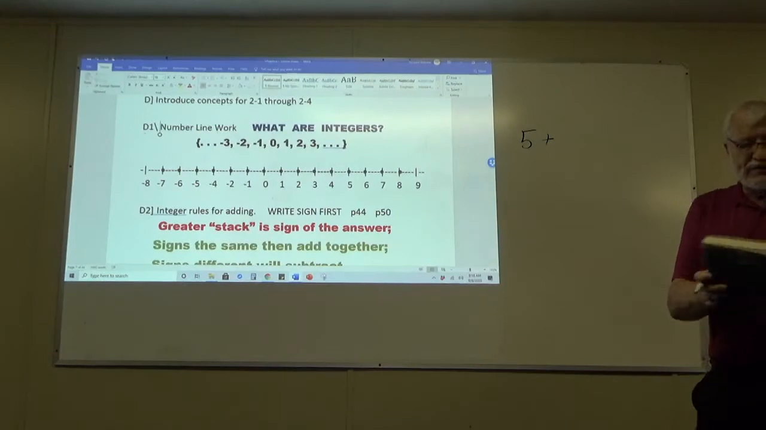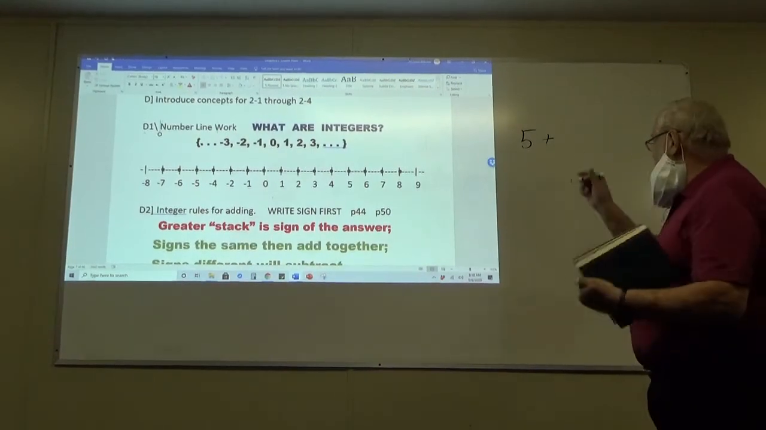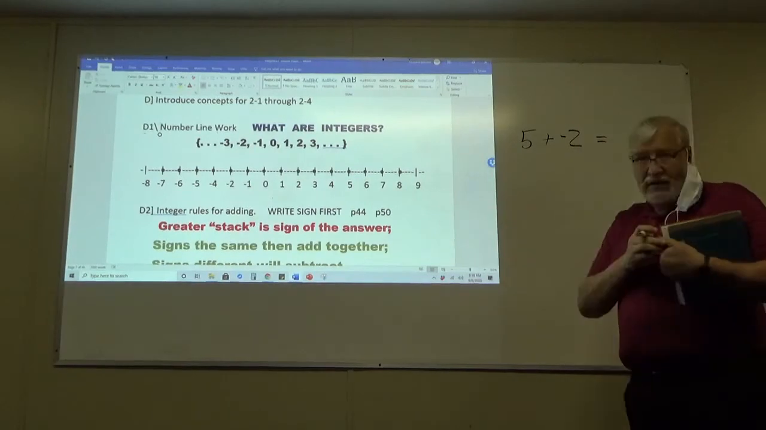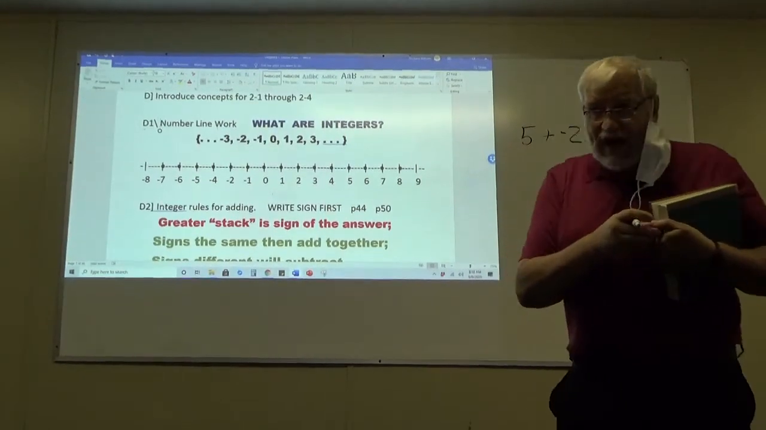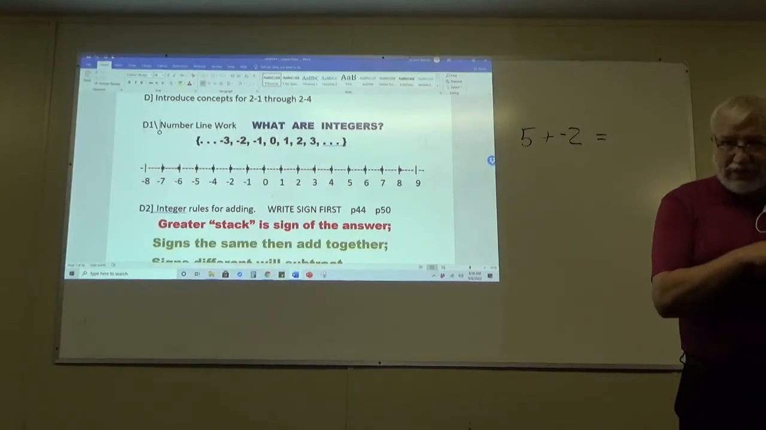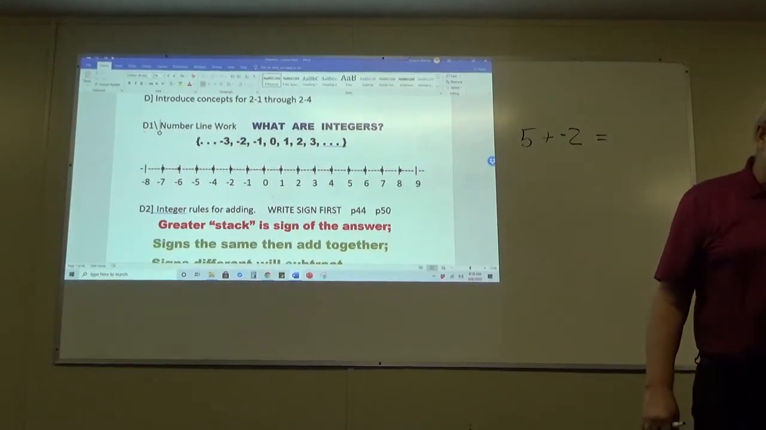Plus what? What does the book say? 5 plus -2. All right, now equals. All right, if this was 5 plus 2, we know the answer is 7. So 5 plus -2 is probably not going to be 7.